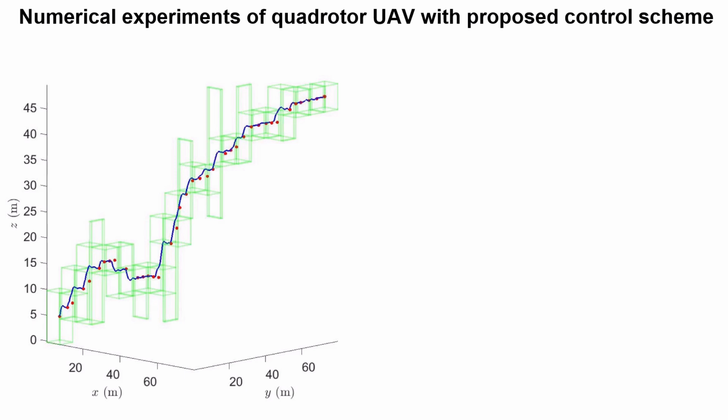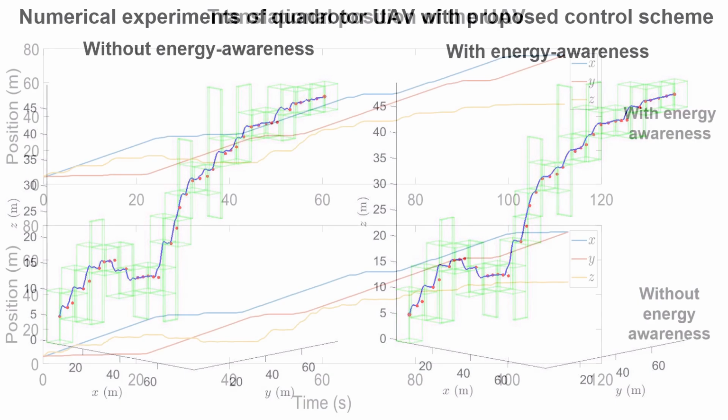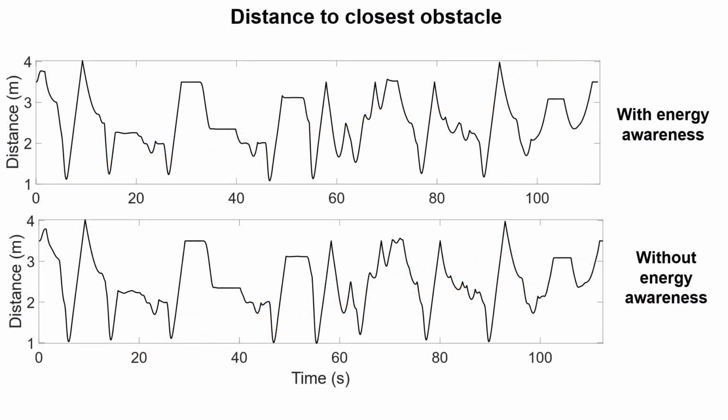To illustrate the energy awareness feature of the proposed MPC, 2 simulations were run, with and without energy awareness. Both avoided collisions and local minima. The position trajectories were similar, with negligible time difference and slightly smoother transients in the energy-aware control. The same can be said for the distance to the closest obstacle, with the energy-aware control showing slightly smoother avoidance maneuvers.